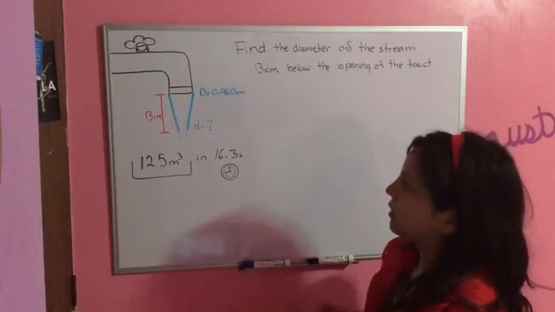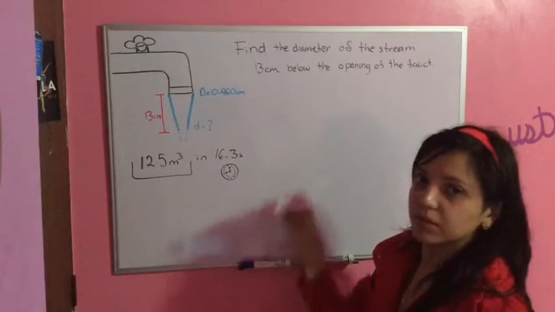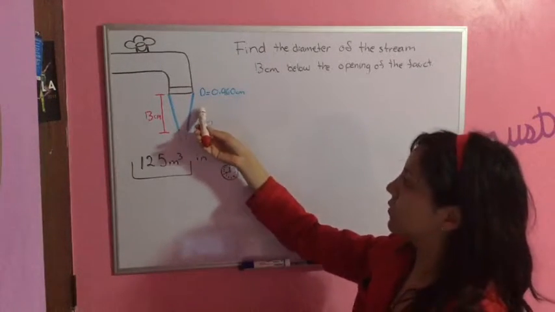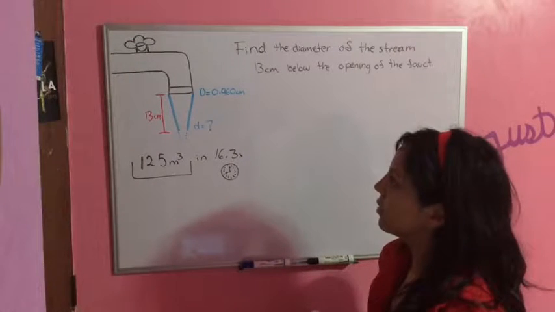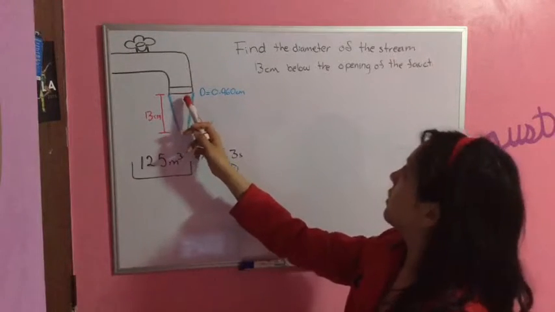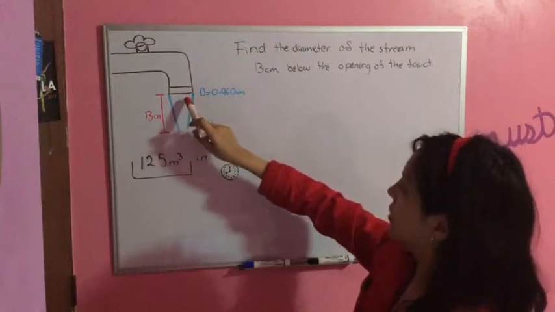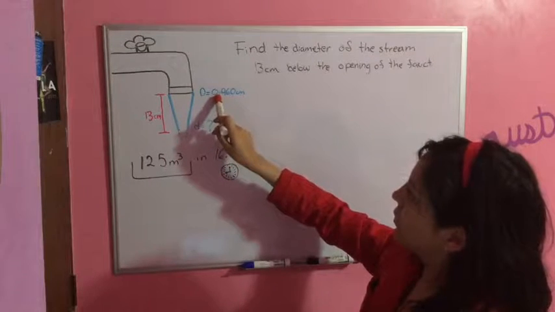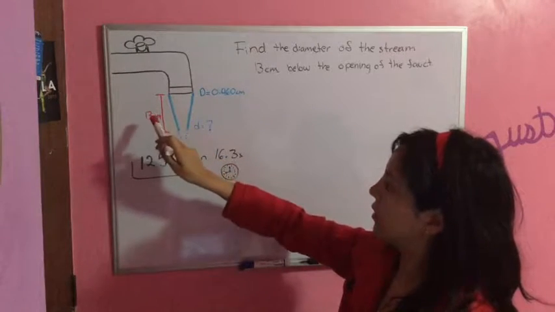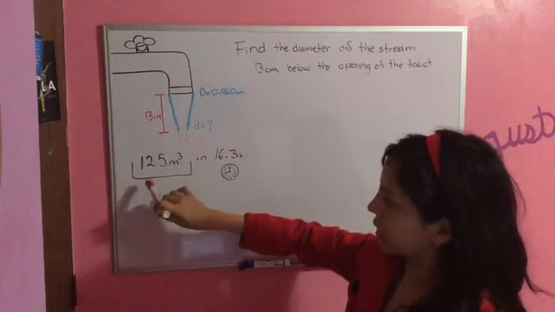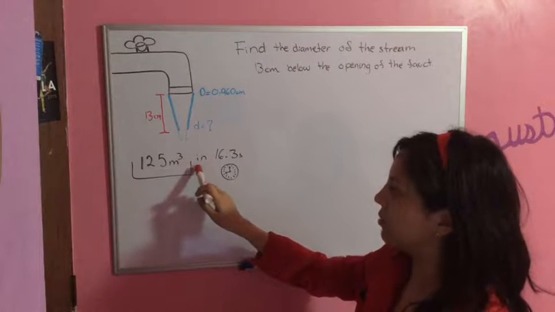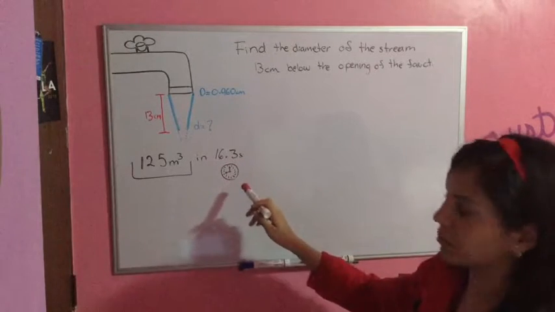The problem says basically that water is flowing as a steady stream from the faucet of a kitchen. The diameter of this part of the stream is 1.96 centimeters, and the flow can fill a container of 125 meters cubed in 16.3 seconds.